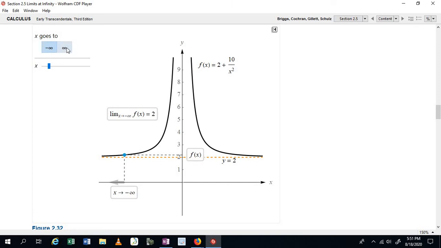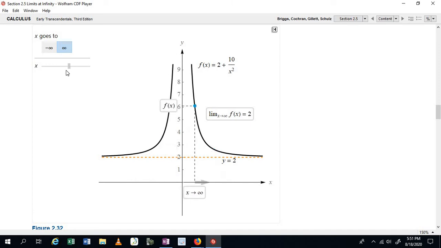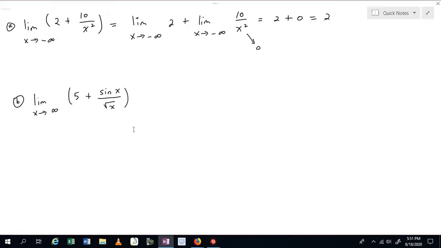By the way, if we were to find the limit as x goes to positive infinity, we would also get 2. Because as x gets larger and larger, you can see that this y value is creeping closer and closer to 2, positive 2. Okay, so that's the first one. That's the first limit. Let's see if we can find the second one. So again, we can break this up and find the limit of the first one and then add it to the limit of the second one.